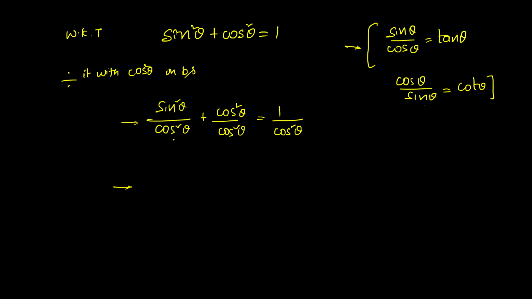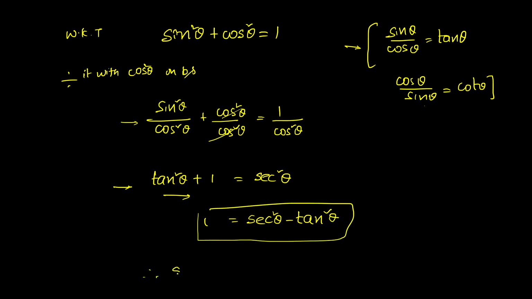And sin square theta by cos square theta, as mentioned earlier, is tan square theta, and cos square theta by cos square theta is nothing but 1, because both are the same and get cancelled. And 1 by cos square theta is nothing but secant square theta. Now if you send tan square theta to that side, 1 is equal to secant square theta minus tan square theta, and there ends our proof. Therefore secant square theta minus tan square theta is equal to 1, and we got this identity proved.